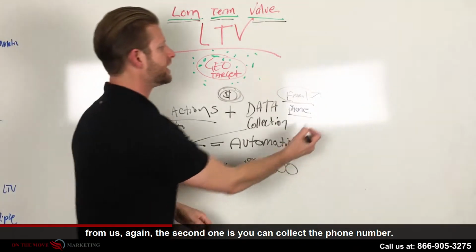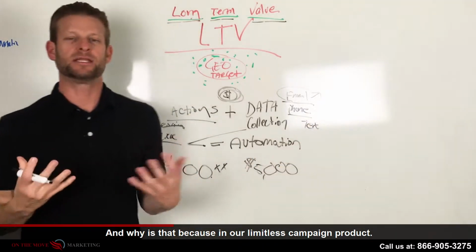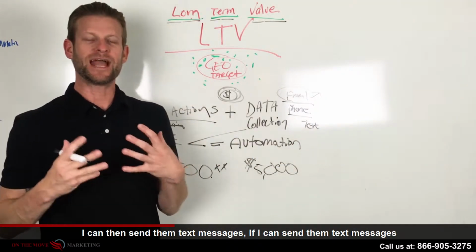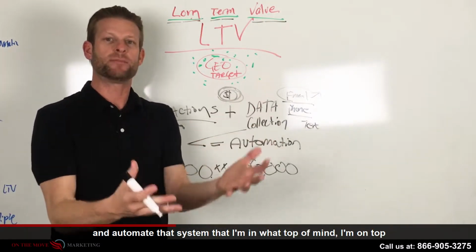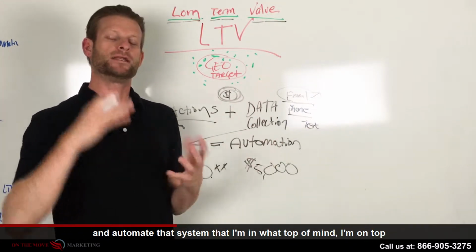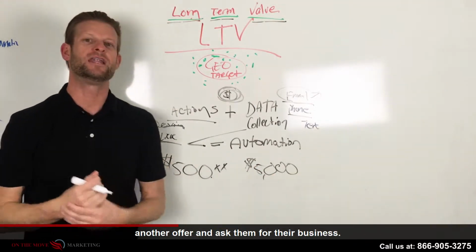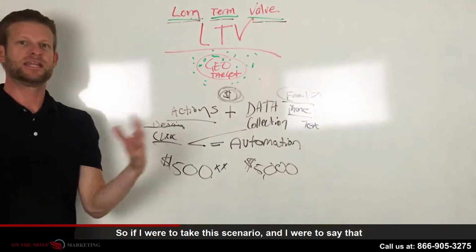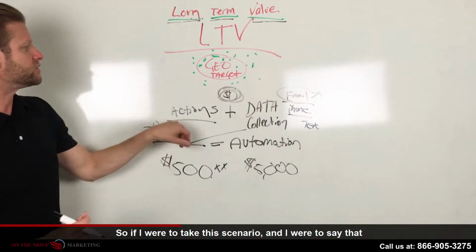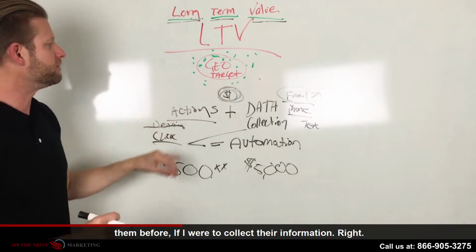The second one is you can collect the phone number. And why is that? Because in our Limitless campaign product, I can then send them text messages. If I can send them text messages and automate that system, then I'm at what? Top of mind. If I'm at top of mind, I get an opportunity to what? Create another offer and ask them for their business. So if I were to take this scenario and say that I sold 2 cold customers, right? Fresh new customers, never met them before.